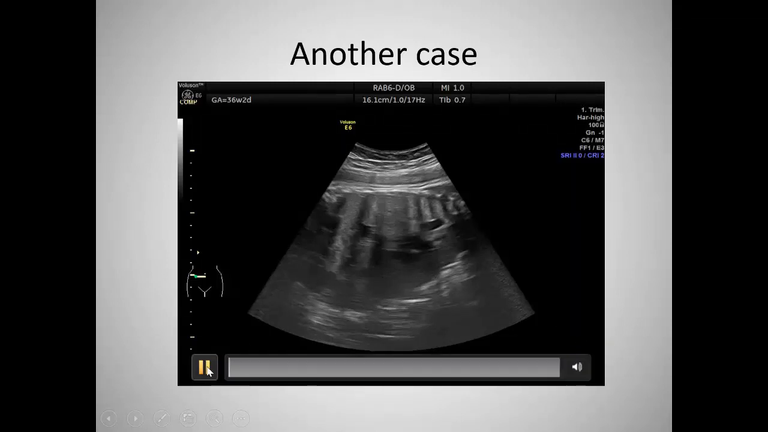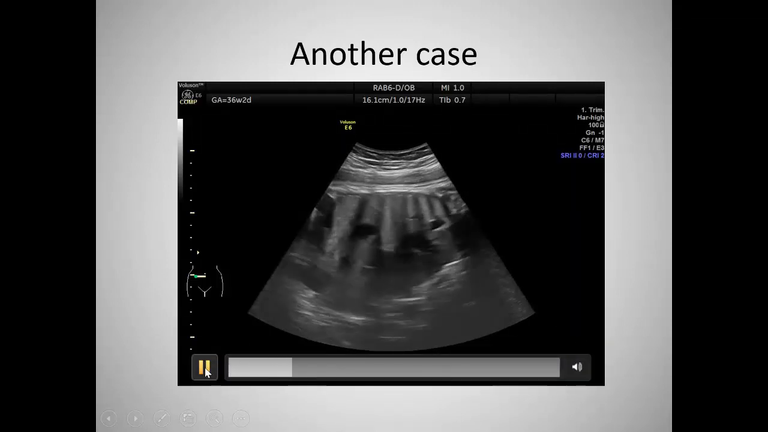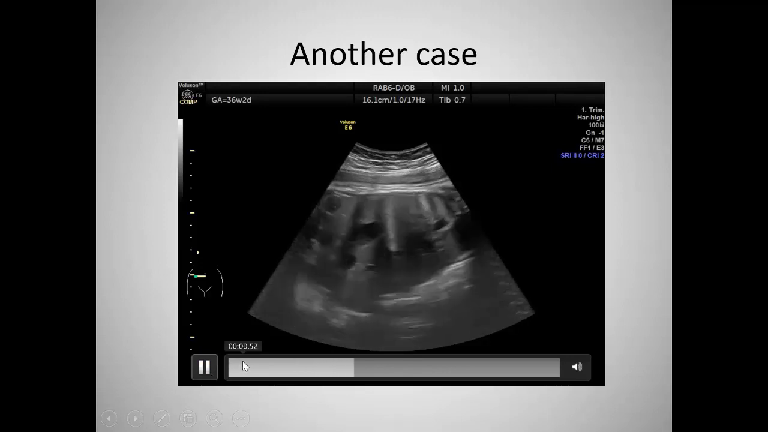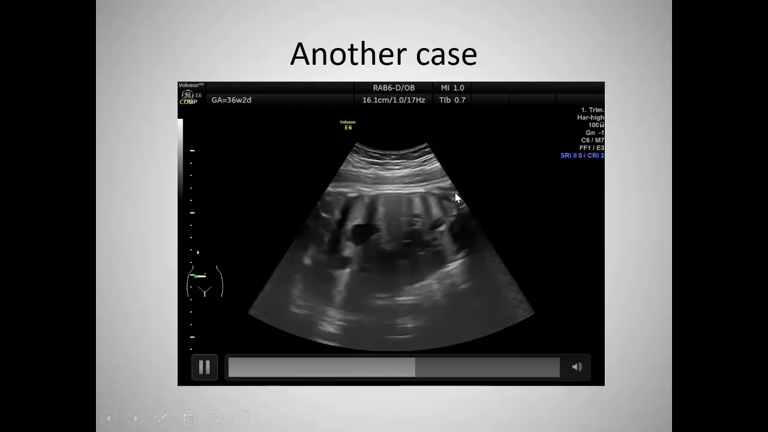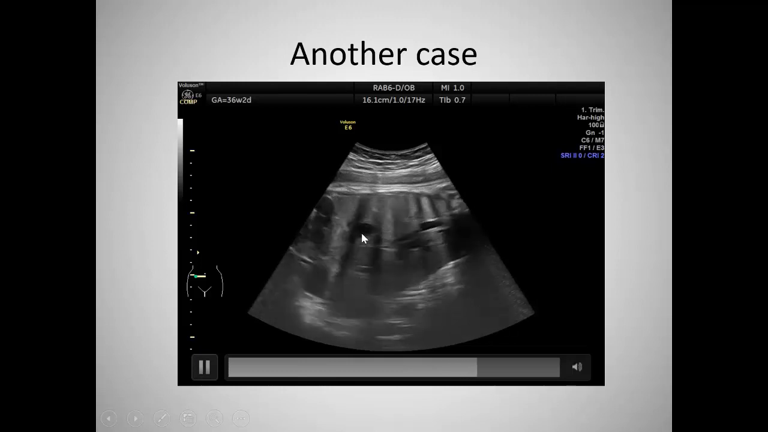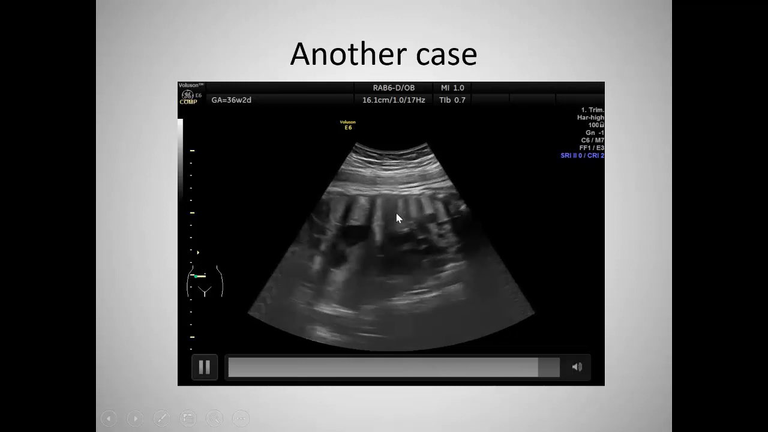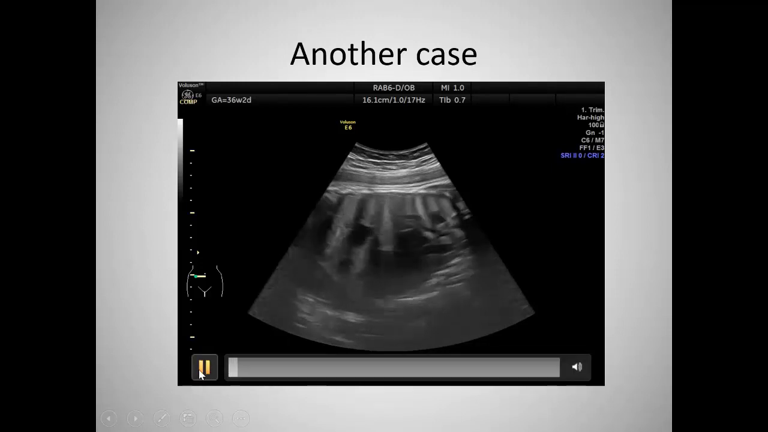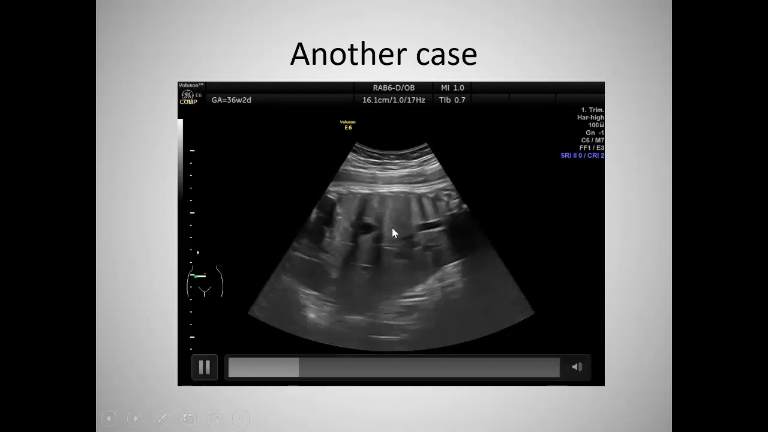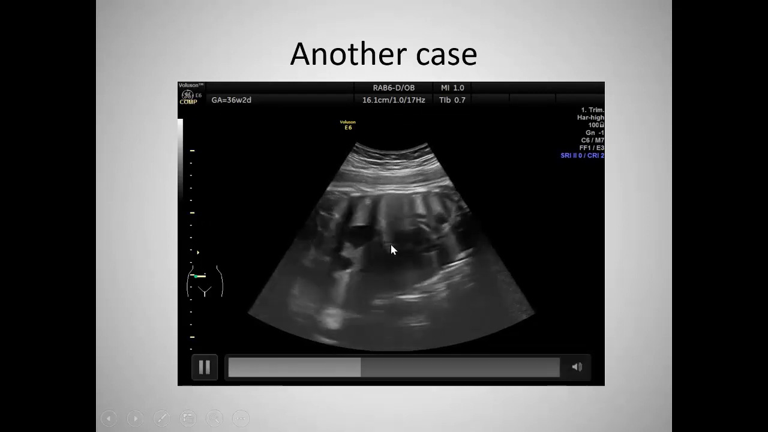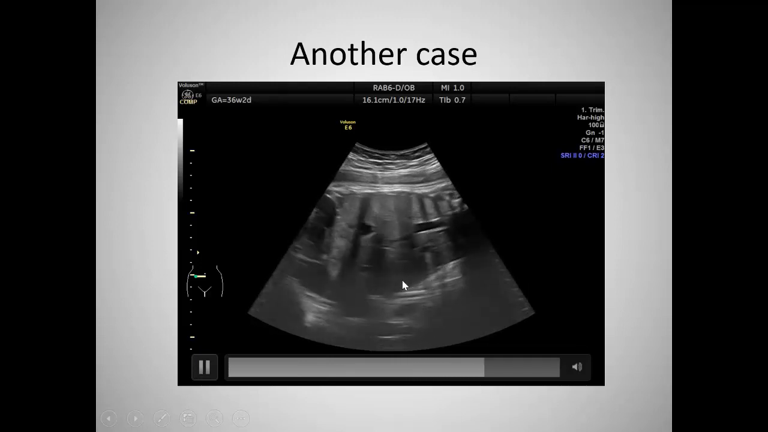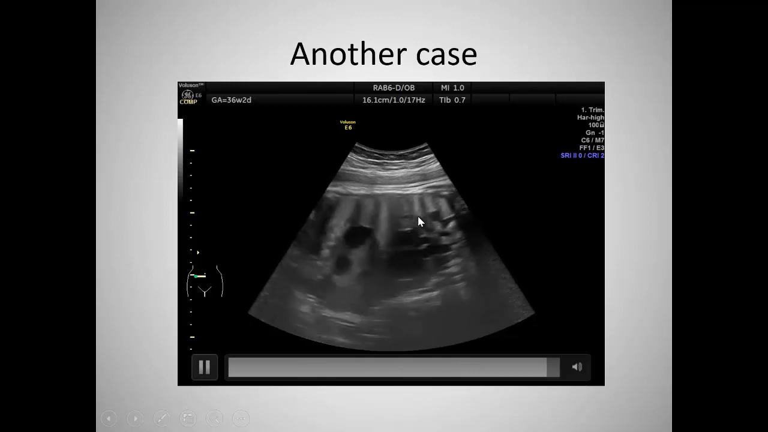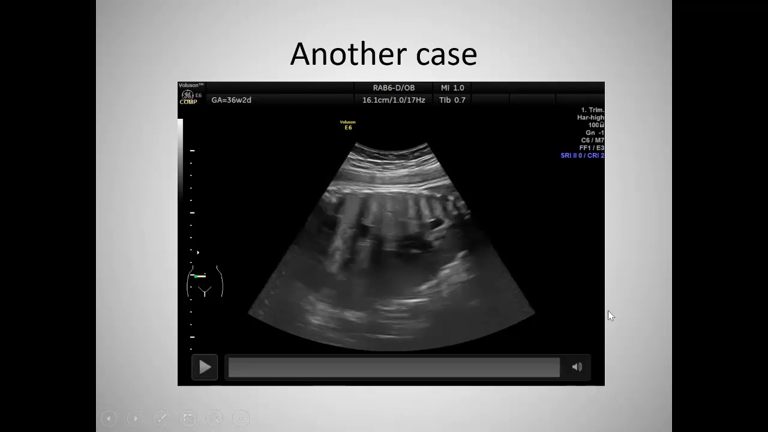Another case. What you can say, it's a normal expanding chest, good respiratory movement. The echogenicity of the lung to the liver is higher, but in this case it's not so much high. Here there is a difference, but not so much high. In that case, if we can use the FLAIR to measure the ratio between the lung and liver, it will be better, of course.